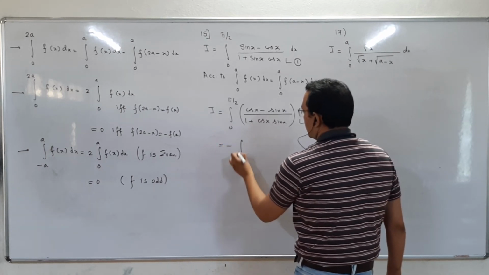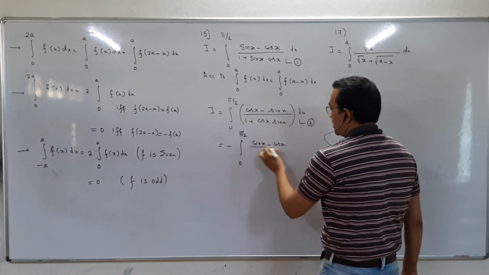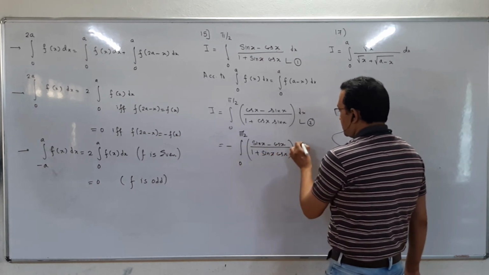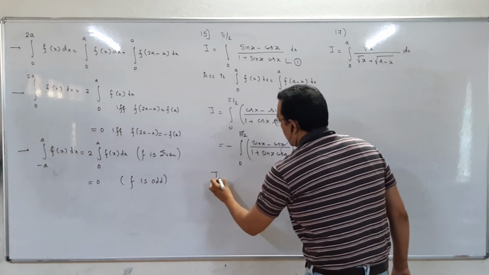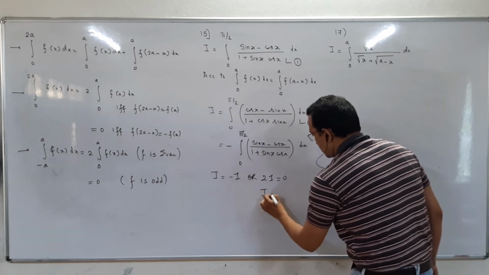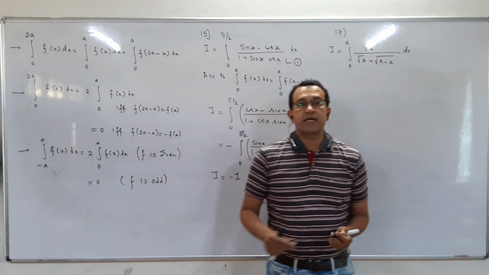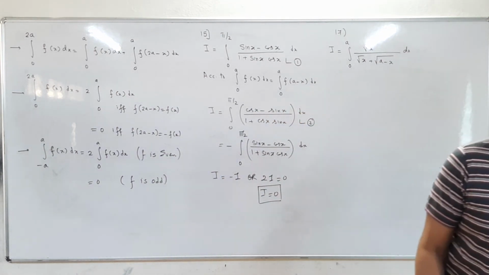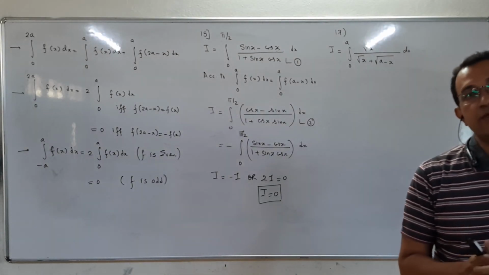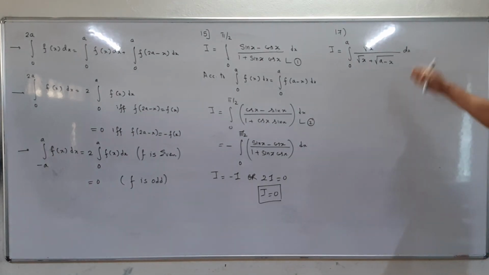So this is minus integration 0 to pi by 2 of (sin x minus cos x) upon (1 plus sin x cos x) dx. So again we got I is equal to minus I, or twice I is equal to 0. So the answer of I is 0. Again I am telling, do not cancel I and I. This is a wrong concept. I is not a term. I is the value of integral. We cannot cancel it. Okay, students.